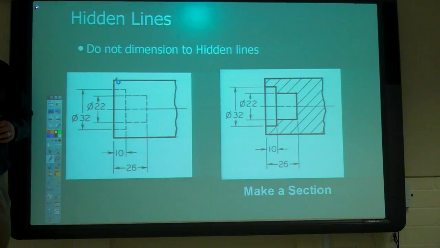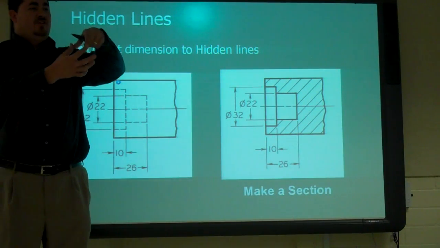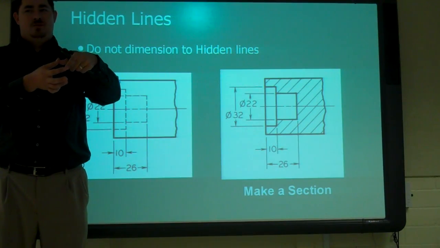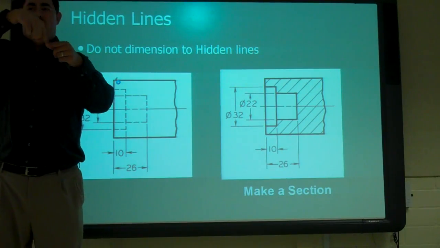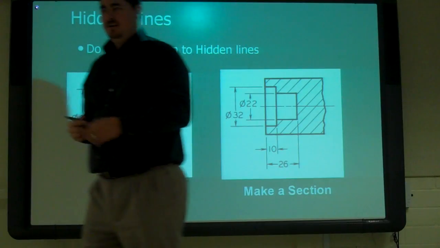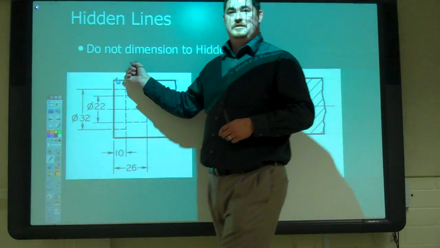So auxiliary views, what was one of the main reasons we did auxiliary views? Yeah, just to see a hole where it's round, right? Why? Then we're going to drill that hole, we need to figure out how to measure it from the edges to drill it. So we need to look straight down at it. So that's just another reason why everything we've done so far is to get ready for this.